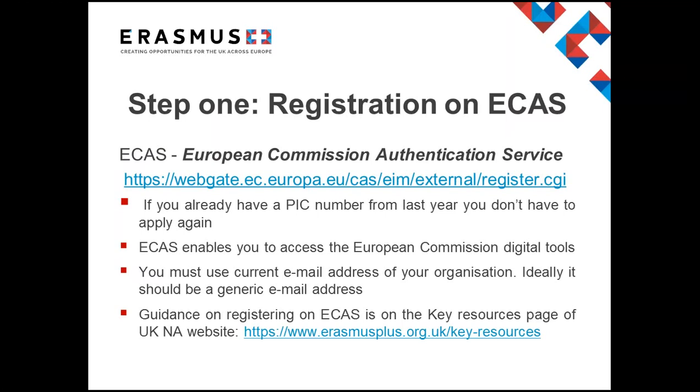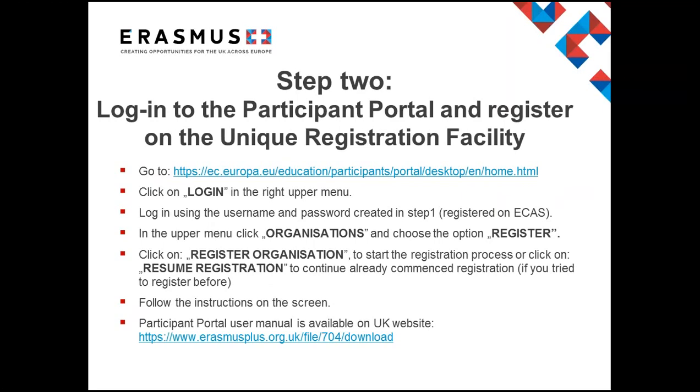This slide contains the direct link to the ECAS registration site and also guidance for registering. Please use your organisation's generic and current email address. This slide contains the link to the participant portal. Please register your organisation there to get a PIC number if you have not done so previously. As I said earlier on, if you already have a PIC, please continue using it. And if you are unsure, there is a search function within the participant portal. There should only be one PIC per organisation.